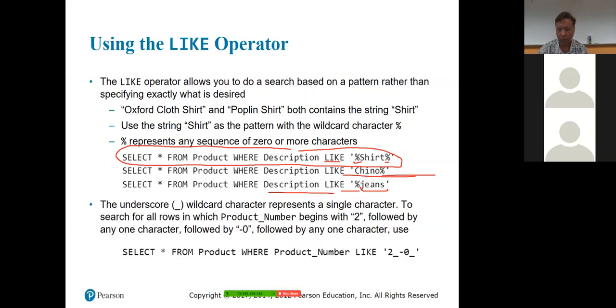So this is going to look for product number, where product number begins with a 2, and then there can be anything there. It's got to be a single character there. Then -0, and then there's a single character there.